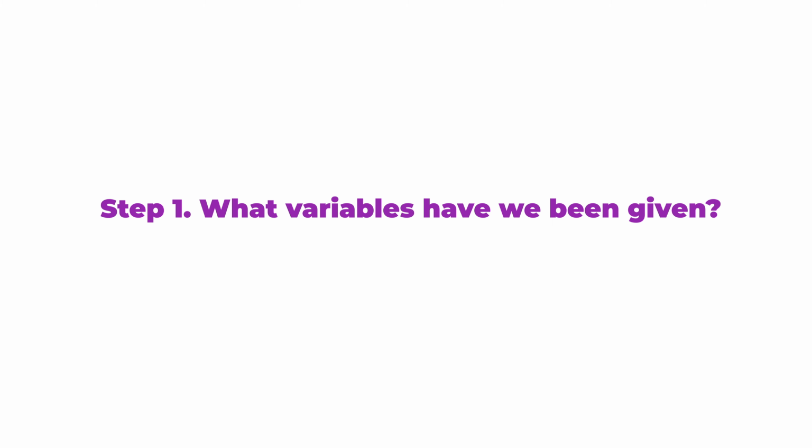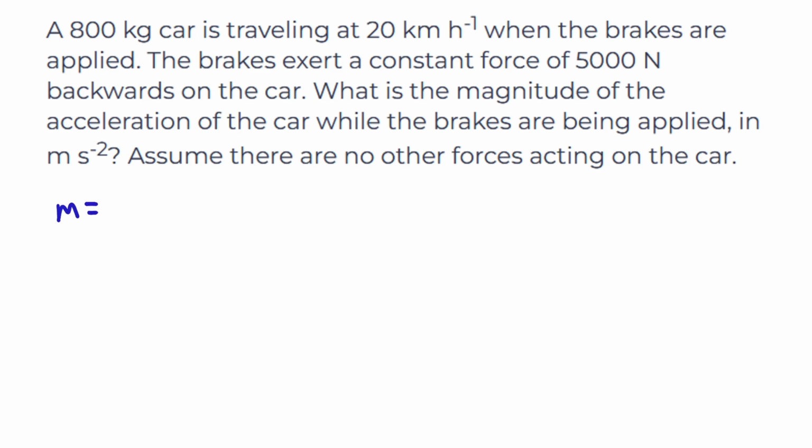Step 1. What variables have we been given? We have been given a mass of 800 kilograms. Velocity is 20 kilometers per hour. We will have to convert this into meters per second. You simply divide by 3.6. 20 divided by 3.6 is 5.5556. And note that we round it to 5 significant figures.